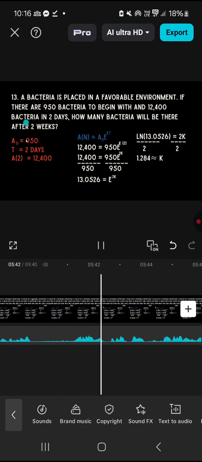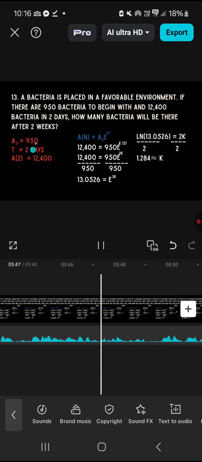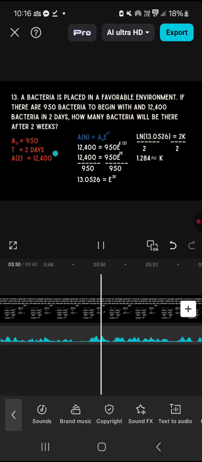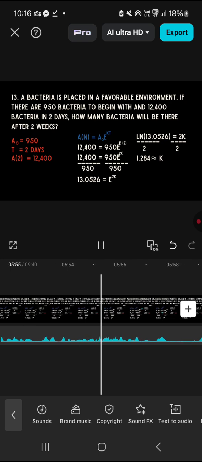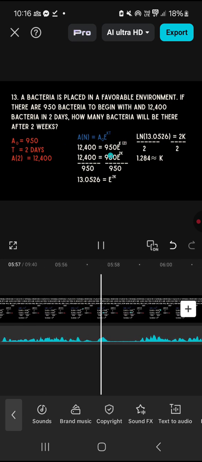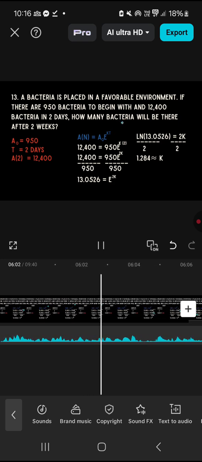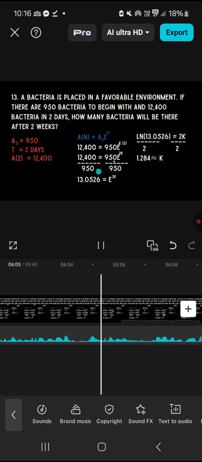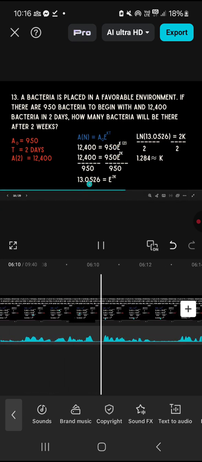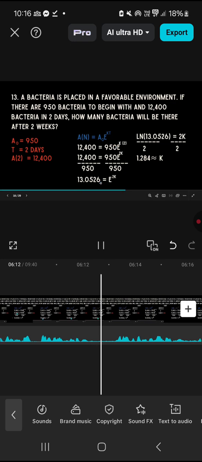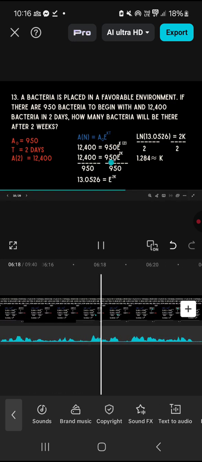So we do the same as what we did earlier. So we plug in our values. We'll be using the growth formula because from our values we can tell that the number of bacteria, 950, went up after 2 days, so it became 12,400. So 12,400 is equal to 950 multiplied by e raised to k multiplied by 2. So in order to isolate e raised to 2k, we divide both sides by 950. We'll be left with 13.0526 is equal to e raised to 2k.